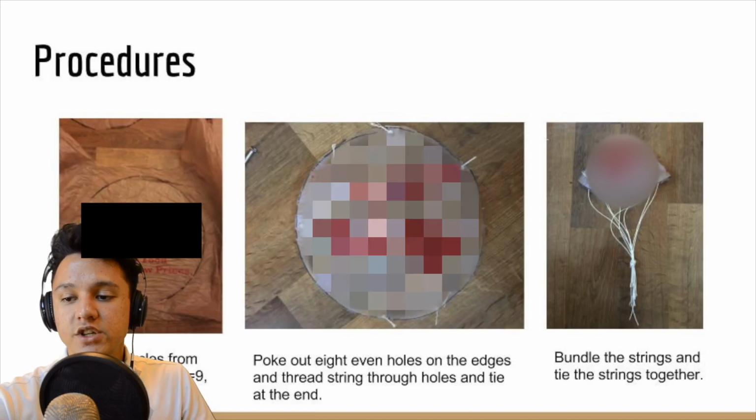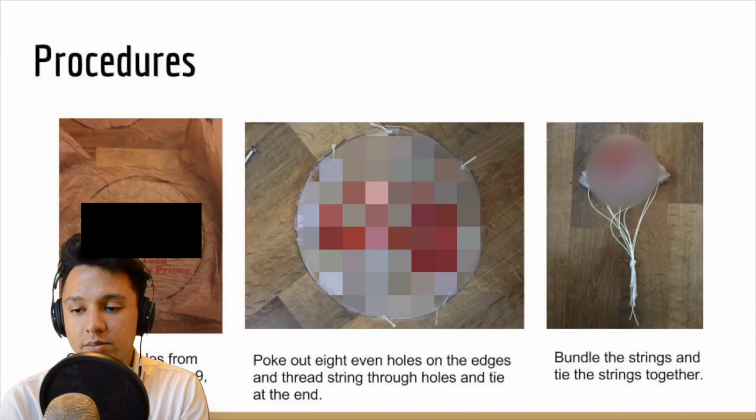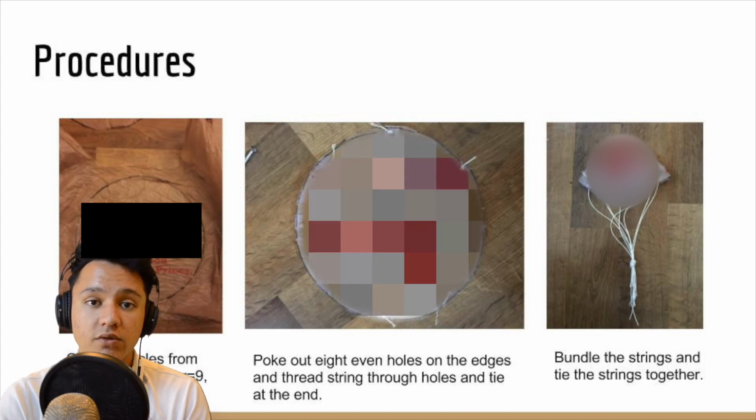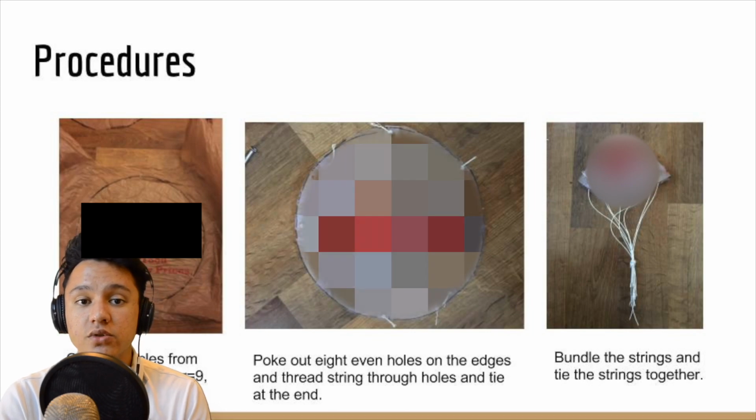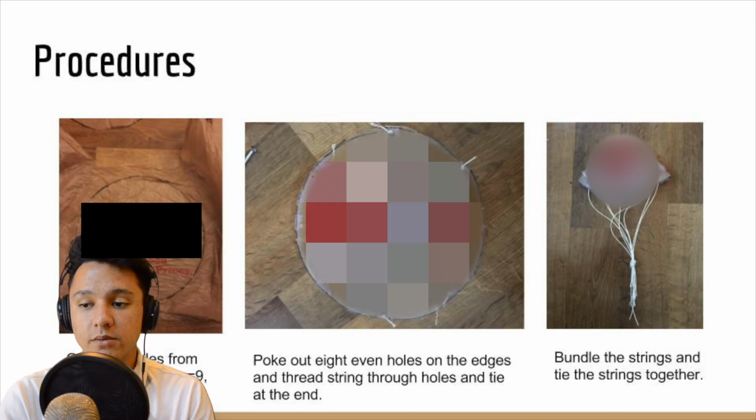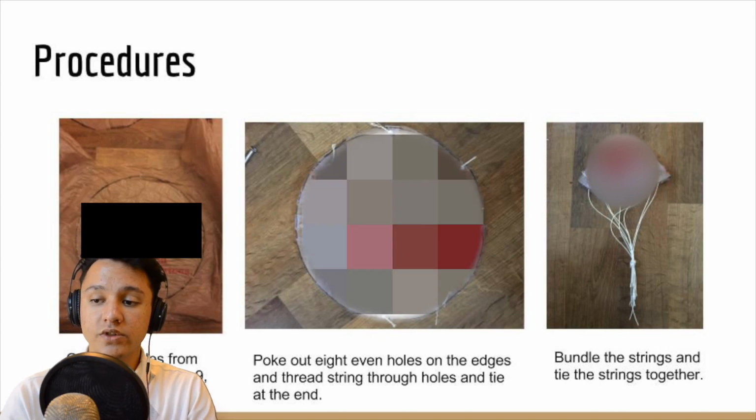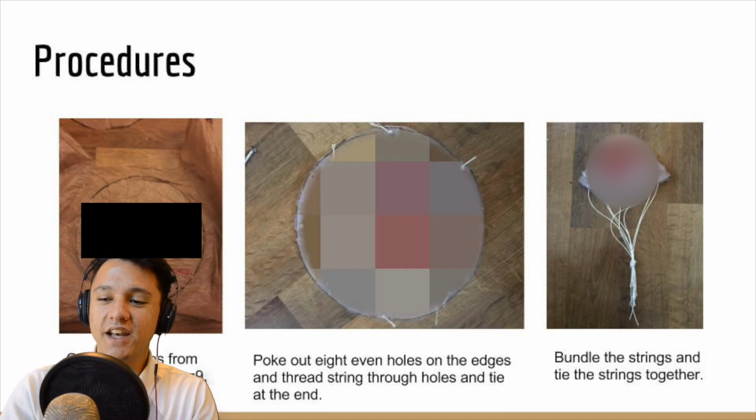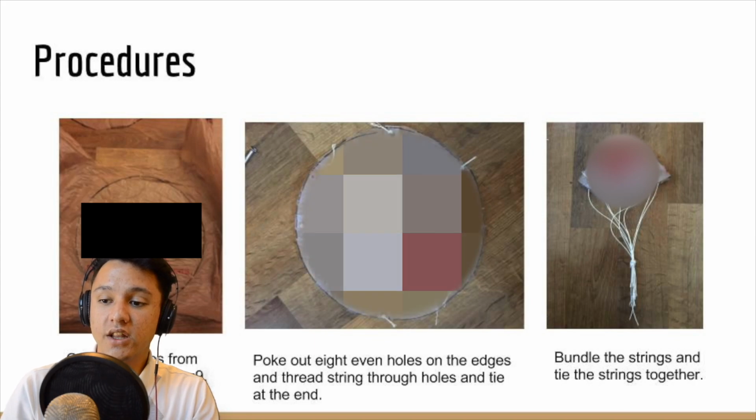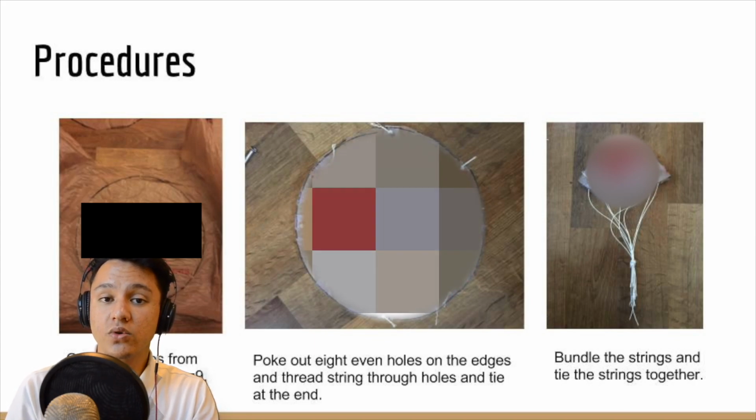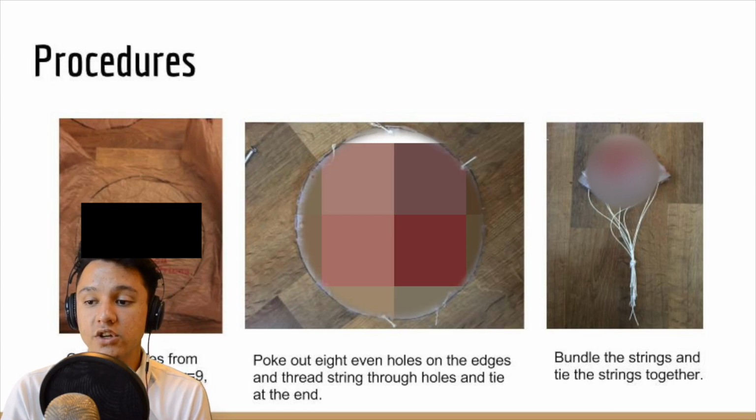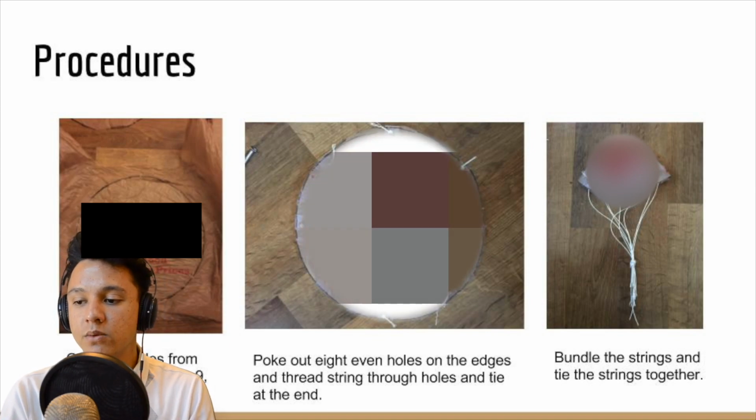And then for our procedures, we basically took a plastic bag, and then we cut four circles, two that had a radius of 9 centimeters and another two that had a radius of 13 centimeters. And then we cut 8 holes evenly around the plastic circle, and then we put string through those holes, tied a knot in them, and then taped them down so that they were really secure in the plastic. And then we just tied a knot at the end.